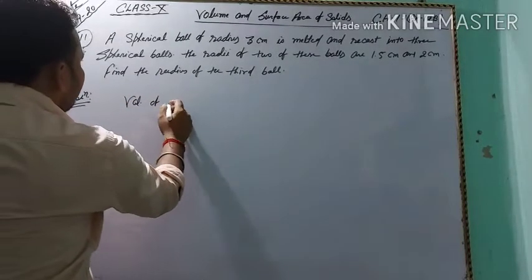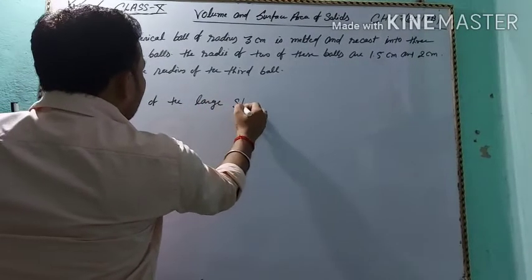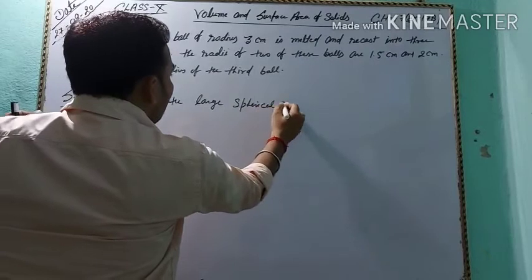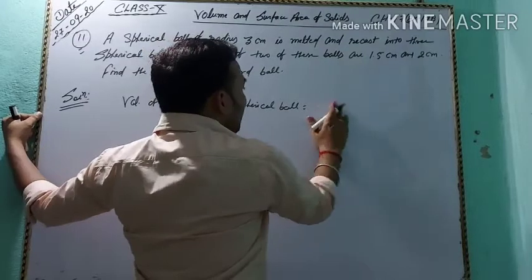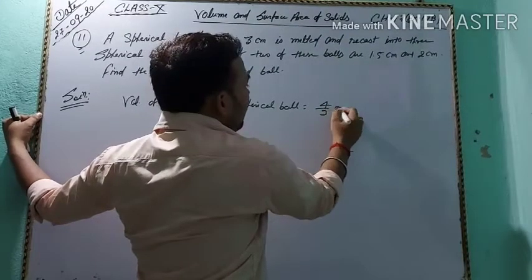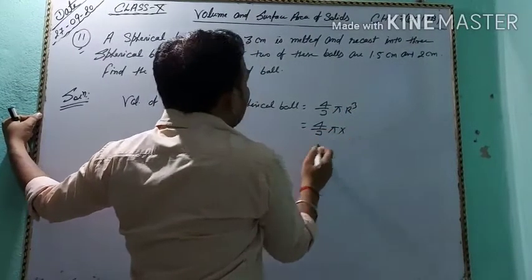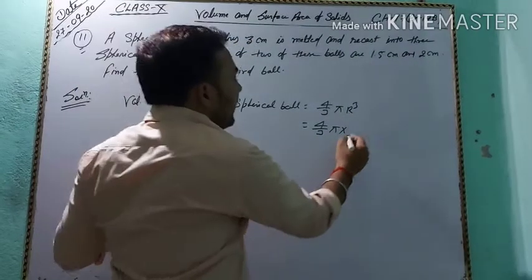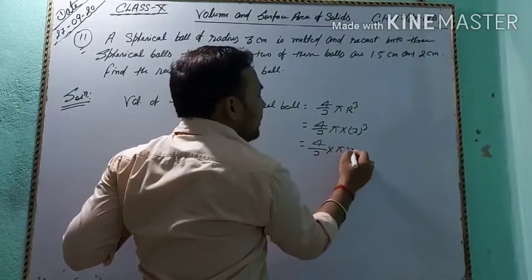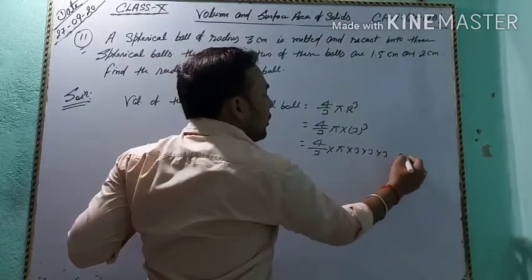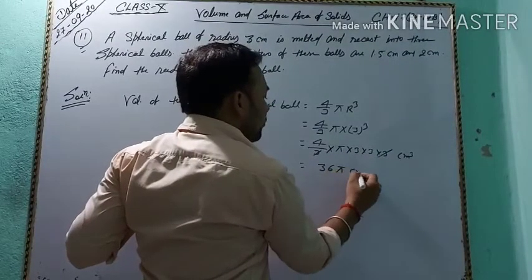Volume of the large spherical ball is equal to 4 by 3 pi r cube, that is 4 by 3 pi, and the radius is 3 centimeter, that is 3 whole cube. Okay, that is 4 by 3 multiply pi multiply 3 multiply 3 multiply 3 cubic centimeter. 3 3 is cancelled, that is 36 pi cubic centimeter.